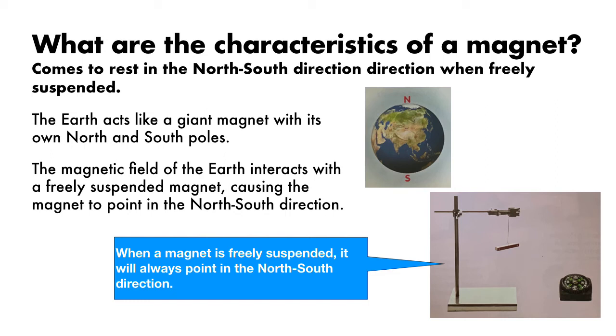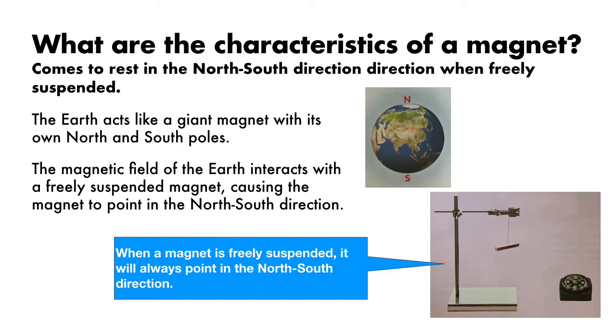So it's a giant magnet with its own north and south pole, so the magnetic field of the earth will interact with the magnet. You can't see it here, the earth is so big. You see the earth has a north and a south pole, like a big magnet. So when you have a piece of magnet freely suspended, this small piece of magnet will actually interact with the whole magnetic field of the earth, causing the magnet to point in the north and south direction.